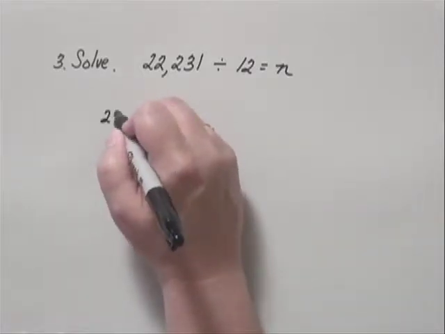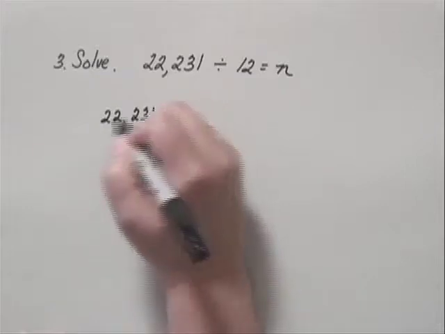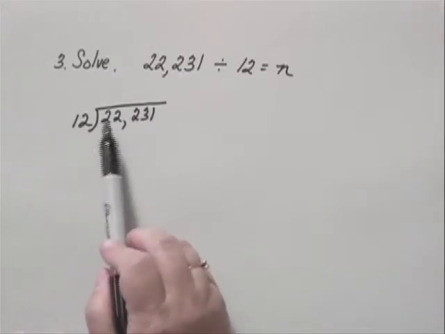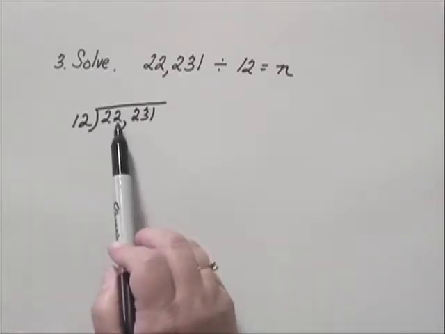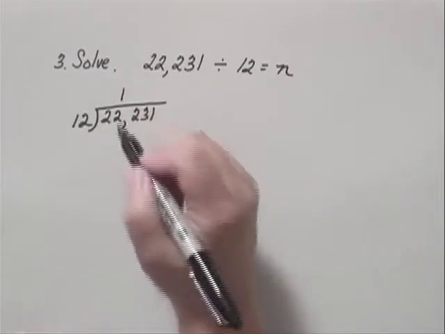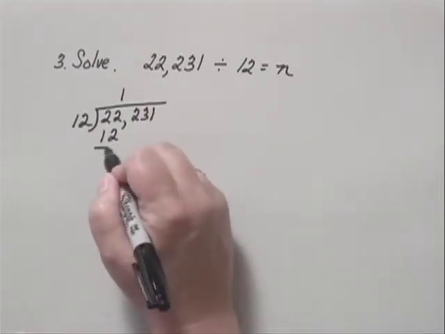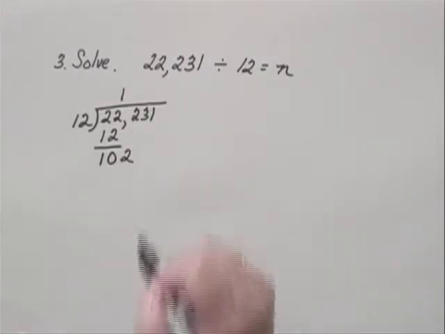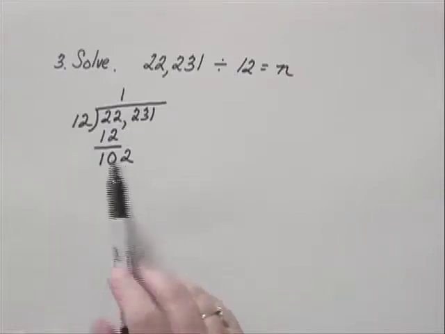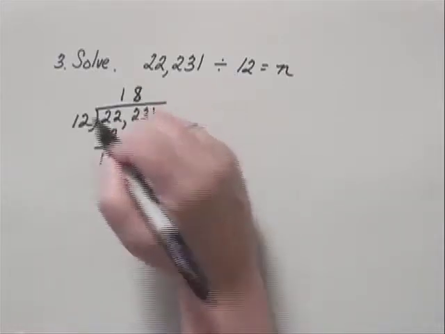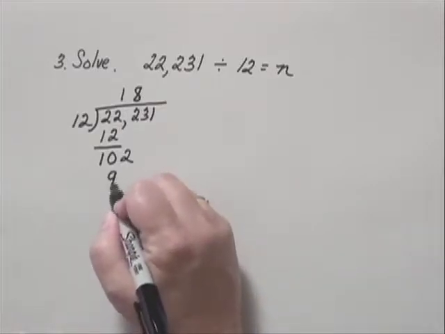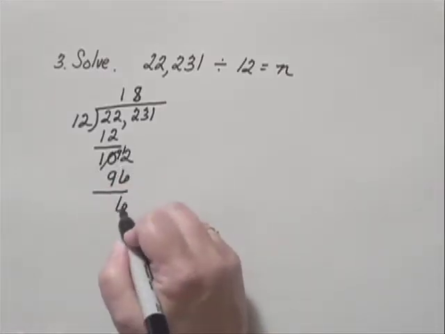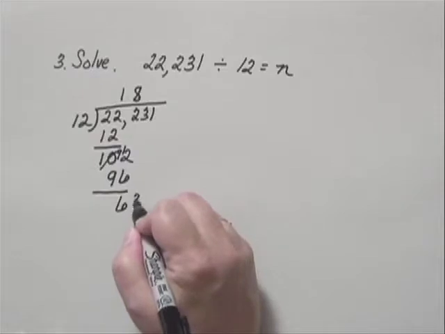We divide 22,231 by 12. And we think, does 12 go into 2? No. Does 12 go into 22? Yes, one time. 1 times 12 is 12, and we subtract and we get 10, and then we bring down the next digit, which is 2. 12 goes into 102 8 times. 8 times 12 is 96. We subtract that from 102, and we get 6, and we bring down the next digit, which is 3.